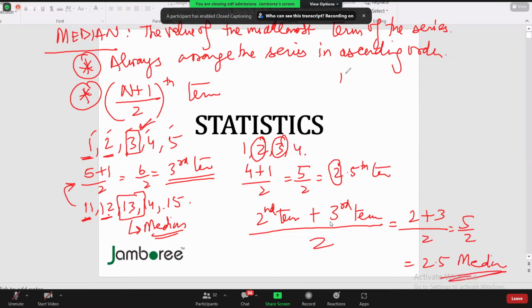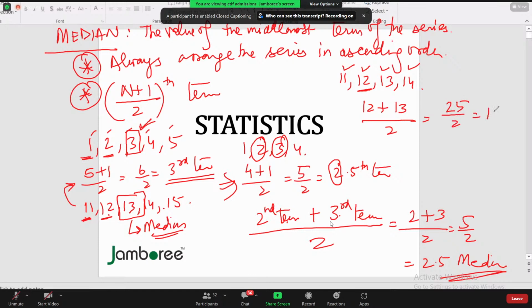Similarly, had the terms been 11, 12, 13 and 14, we would have done the same thing, that is 4 plus 1 by 2, because here also there are 4 terms. It will become 5 by 2, which will become the 2.5th term. So I'll do the same thing: second term plus third term divided by 2. The second term was 12, the third term is 13. So 12 plus 13 divided by 2 makes it 25 by 2, which makes it 12.5 as the median of the series. So this is how you are expected to calculate the median value.